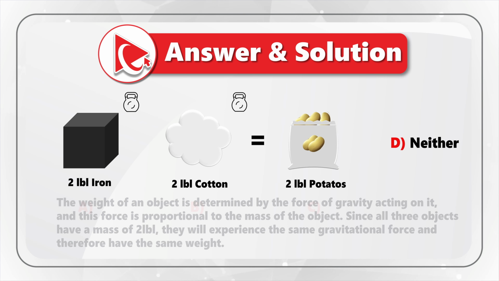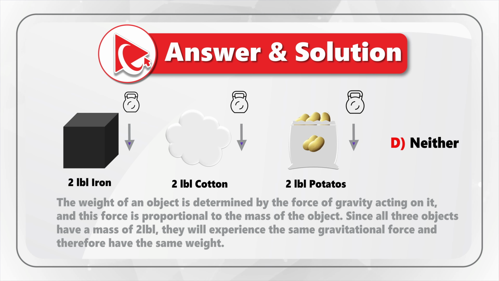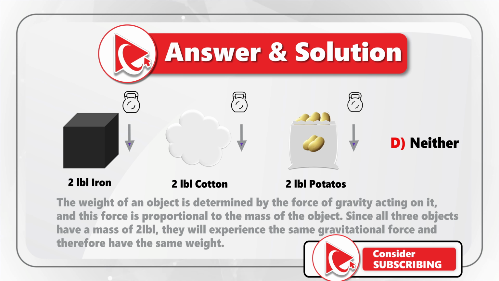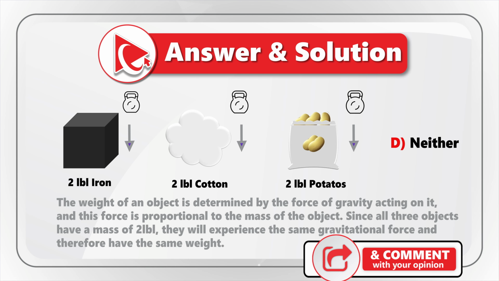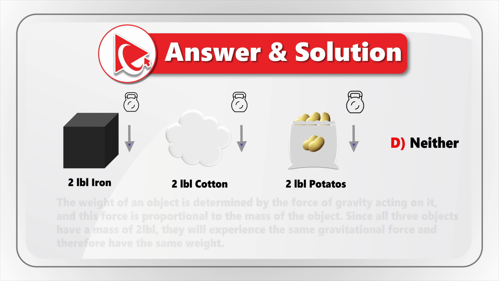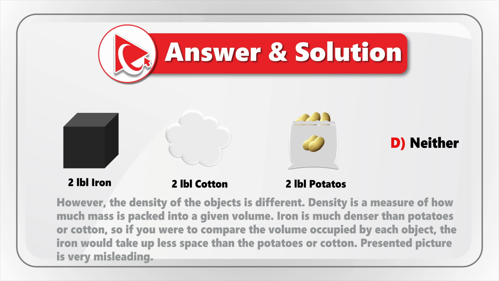The explanation for this is that the weight of an object is determined by the force of gravity acting on it, and this force is proportional to the mass of the object. Since all three objects have a mass of 2 pounds, they will experience the same gravitational force and therefore will have the same weight. But the confusion here is that the density of these objects is different.